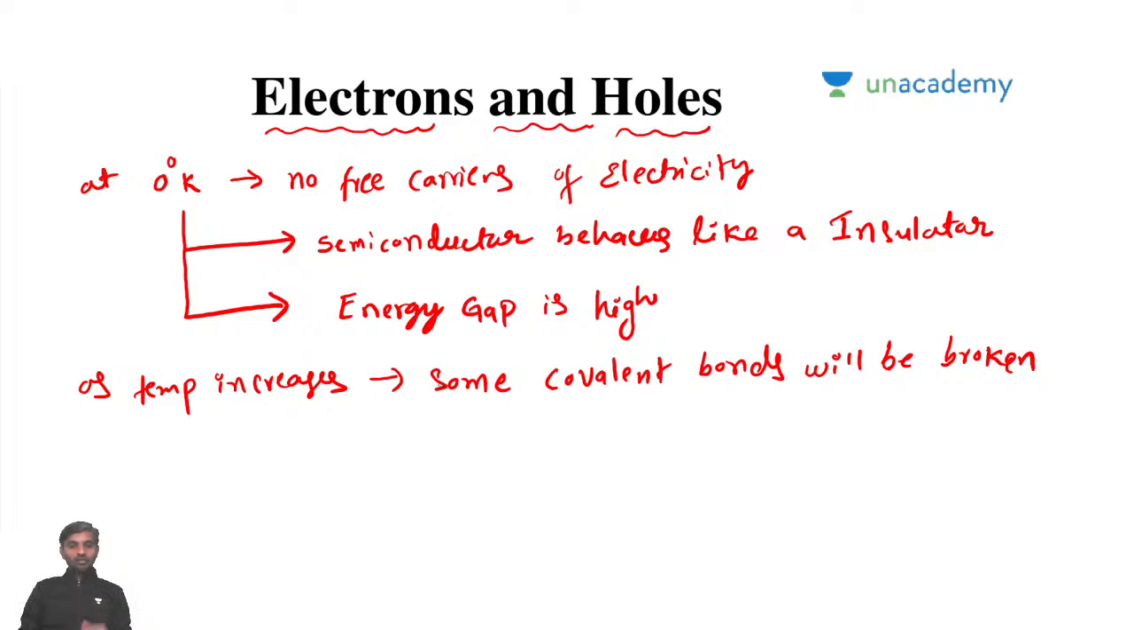Now, in the last class, what I told you, you can see here. I'll explain it beautifully here. This is very important. Consider germanium. As I told you, you'll have 4 electrons in the outer shell. Similarly, another germanium is here, which also has 4 electrons.